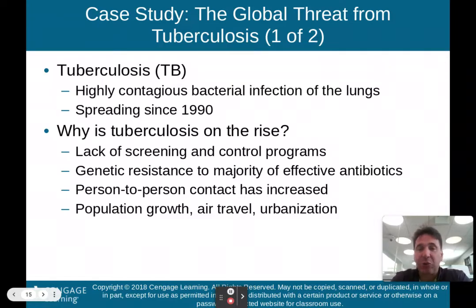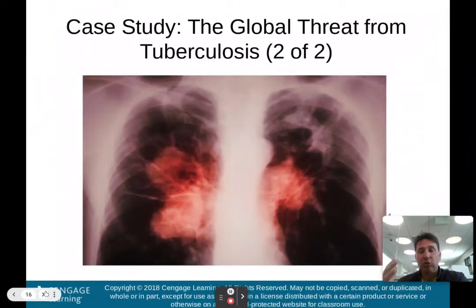TB has been around for a long time. We've tried to mitigate it, but now you have strains of TB that are resistant to those antibiotics for reasons I just told you about. Person-to-person contact has increased as we begin to move into more urban areas. Obviously, population growth, air travel, and urbanization have brought tuberculosis to other areas where it maybe wouldn't have been previously. So these are the reasons why it is on the rise.